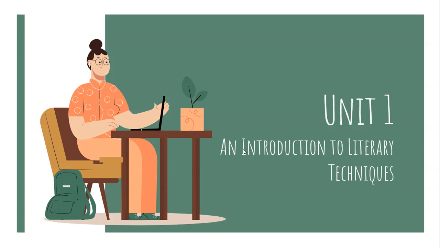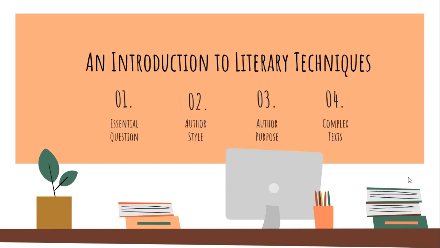So Unit 1 is an introduction to literary techniques. There are four big ideas that we're going to explore during this unit. First, there's an essential question that I'll introduce to you, and that's going to guide us through the unit. Then you're also going to begin to understand what develops author style, what leads to an understanding of author purpose, and finally, how to use author style to help us recognize the meaning in complex text.